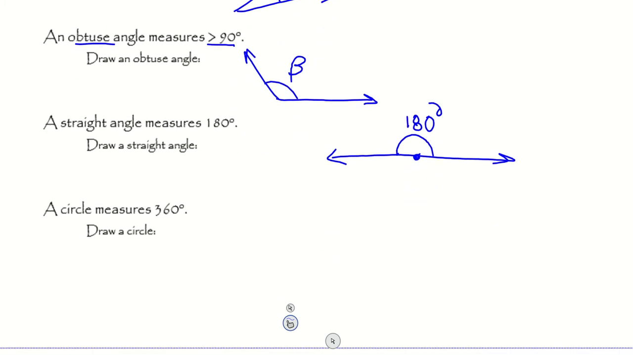A circle measures, excuse me, 360 degrees. So the idea is that if I start in the middle and take a ray to one side, and then I rotate that until it meets itself again, that's a 360 degree angle, and following the tip of that ray as it travels around forms my circle.